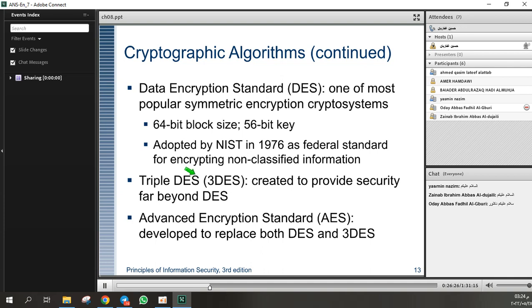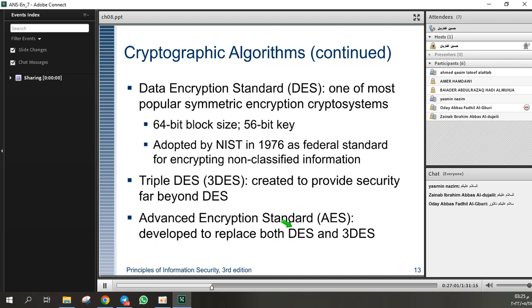Triple DES is stronger than DES. However, when this was broken, NIST tried to develop another symmetric encryption method. They called it Advanced Encryption Standard, or AES. AES was developed to replace both DES and Triple DES.